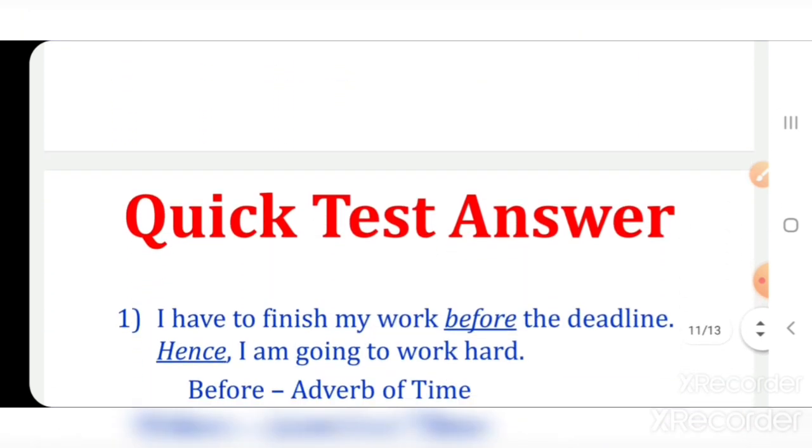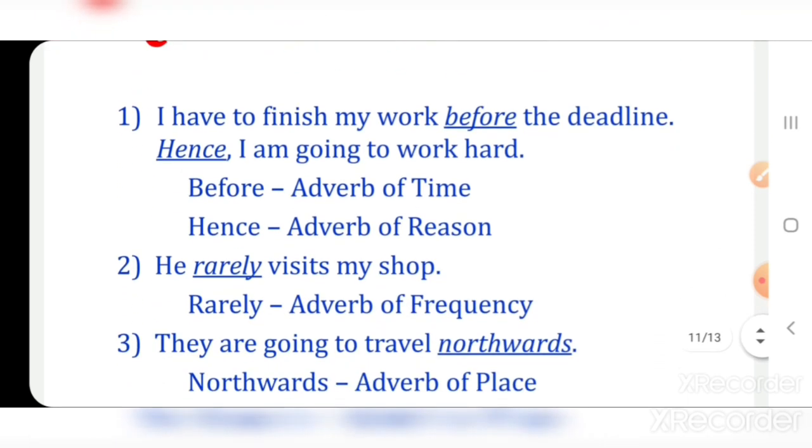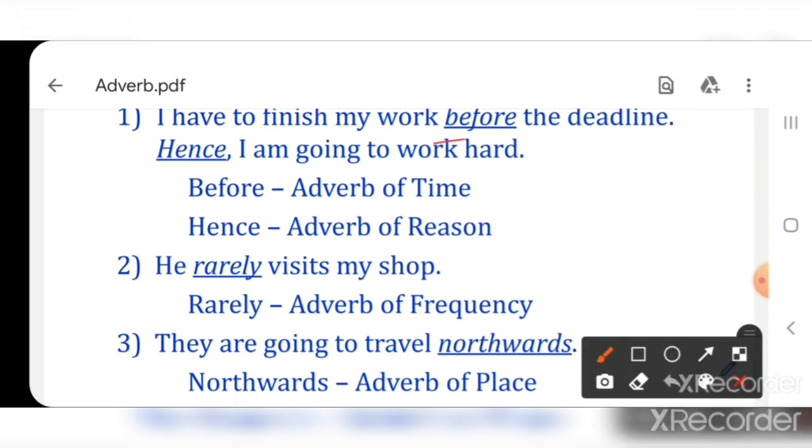Now, answers are: first one, I have to finish my work before the deadline. Now, before is telling the time of an action. Second word is hence, which is telling the reason of action of going. So before is an adverb of time, hence is the adverb of reason.